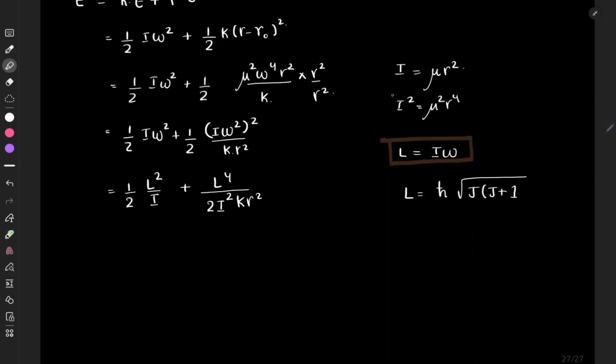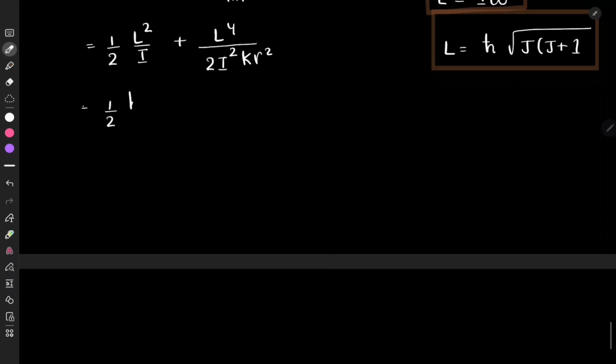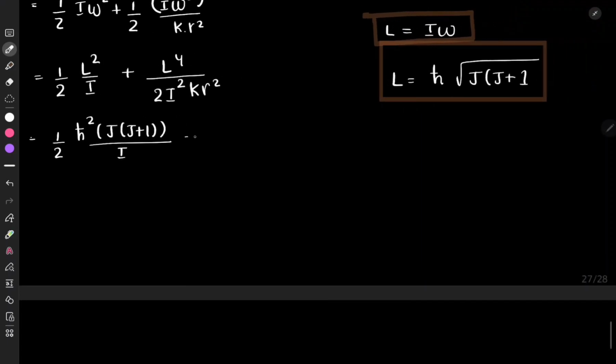L is equal to I omega, I is equal to mu r square, and L is equal to h cross root j into j plus 1. These things we know. We just have to substitute while we solve. So half h cross square j plus 1 by I, and this one will be the same thing. So it will be h cross square j plus 1 the whole square, divided by 2 I square k r square.